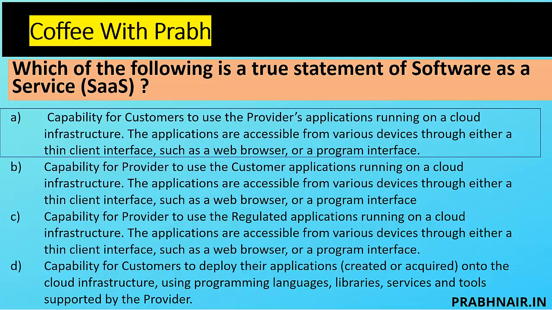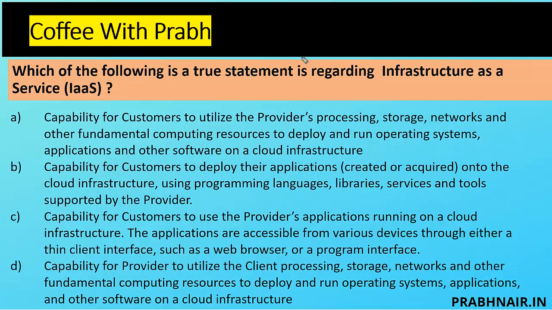Okay, second coffee shot. Which of the following is a true statement regarding infrastructure as a service? So in IaaS, the customer gets a complete virtual VM. The provider rents a CPU, RAM and storage, and billing is done based on how much CPU, RAM and storage I consume. I can deploy any OS on top of it. I can do anything, I just need to pay for the compute. That is IaaS. In IaaS, the user has more visibility and more control, while the provider has limited control.